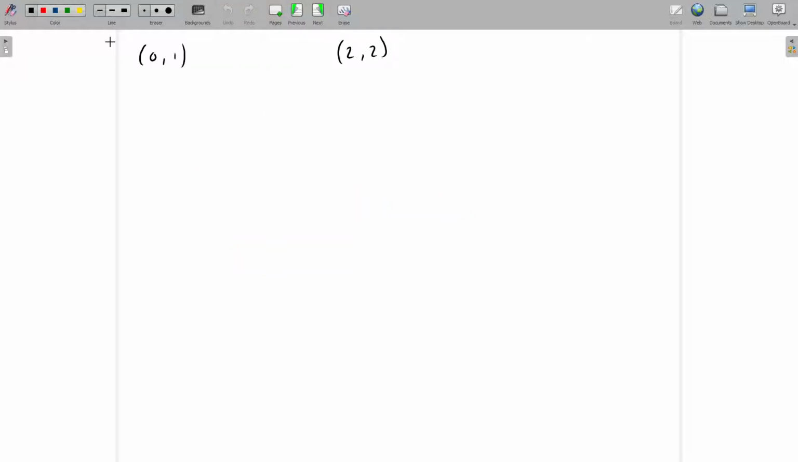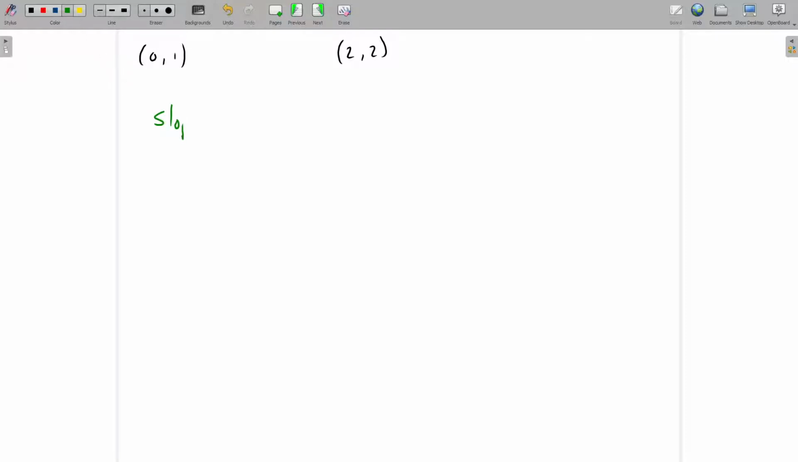In the first example, we have the point (0, 1) and the point (2, 2). What I want to do is find the slope between these 2 points, and then use that along with one of the points to find the y-intercept, our b. So let's start with the slope.